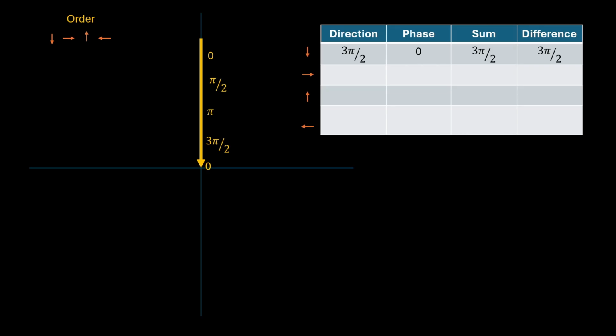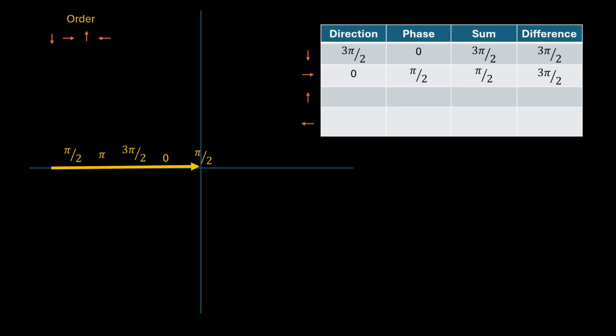Now we move on to the next wave direction shown by the arrow. We want the phase of this wave to be 0 in a quarter of a cycle's time, so at the present moment it must have phase pi by 2. Remember, phase at a point reduces with time. Now, filling in the table with direction 0, we get the sum of pi by 2 and the difference 3 pi by 2. Remember, we are operating modulo 2 pi, so 0 minus pi by 2 is 3 pi by 2.